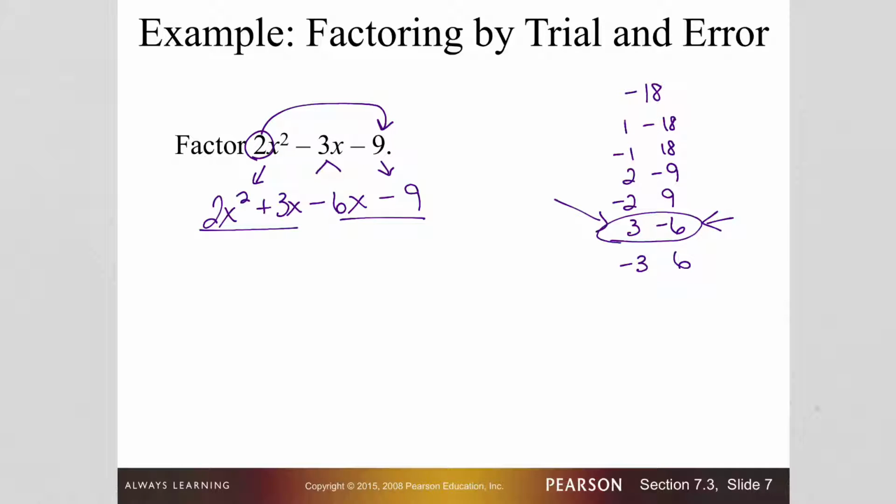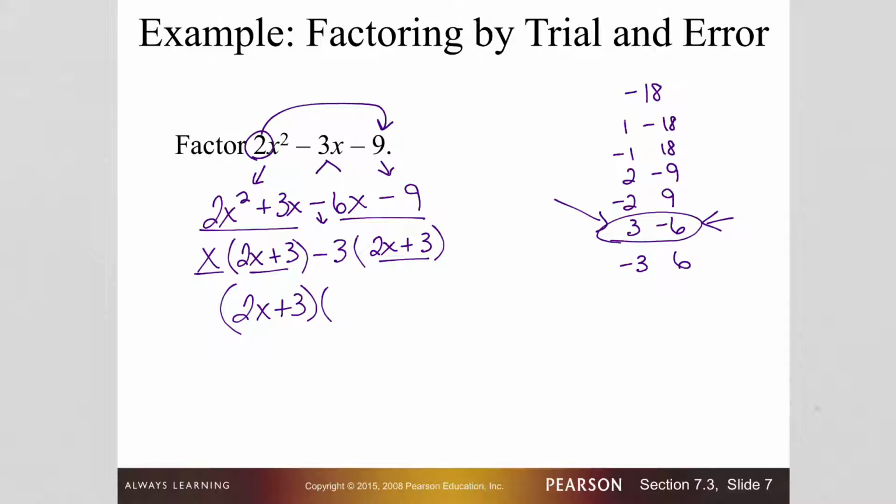The first two terms I can factor out an x. So what times x would give you 2x squared? 2x. What times x would give you 3x? Plus 3. This is a minus, so I'm going to bring down a minus. What do these guys have in common? They have a 3 in common. What times negative 3 would give you a negative 6x? 2x. What times negative 3 would give you a negative 9? Positive 3. Now this has to match this exactly, and it does. So I'm going to factor out my 2x plus 3, and what am I left with? X minus 3.